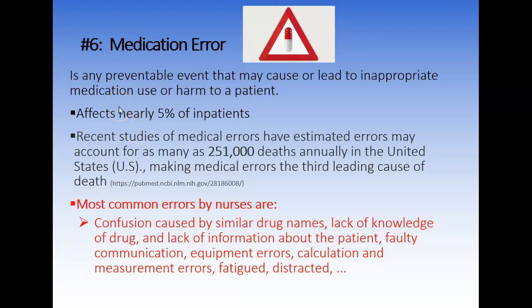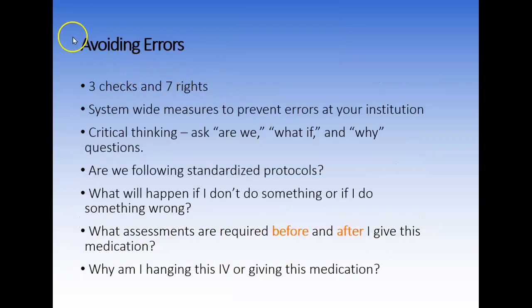Most common errors: confusion based on similar drug names, lack of knowledge about a drug, lack of information about the patient, faulty communication, equipment errors, calculation and measurement errors, fatigue, distraction. You'll see these things and they come up every time we talk about errors. There's a lot of commonalities. Communication is one of the most common. And then we have a lot of processes to identify things like similar drug names. We try to do things to keep things separate, and we'll go into those. So for avoiding errors, we have 3 checks and 7 rights. Okay? These are system-wide measures that everyone uses to prevent errors at your institution.